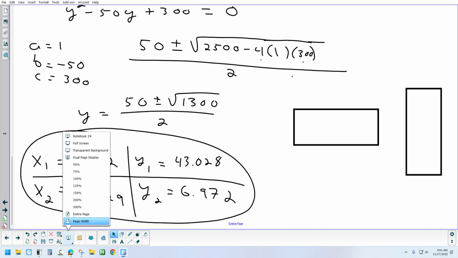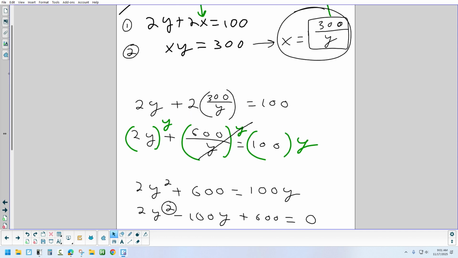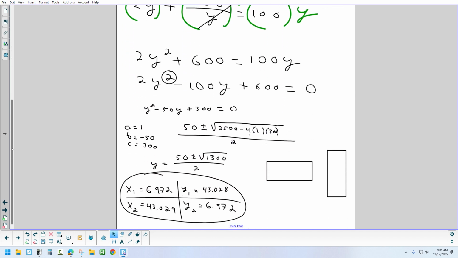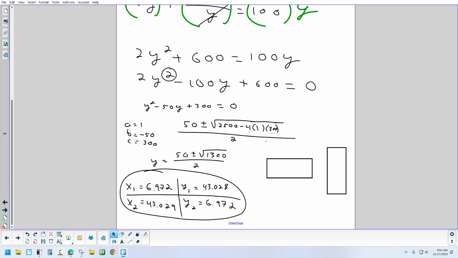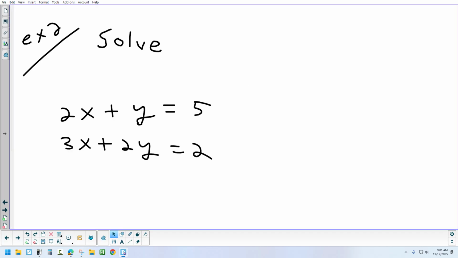Okay. So, any questions on how we use the substitution to come up with the equation and then solve it with the quadratic formula? All right. So that's substitution. Let's try another substitution one.